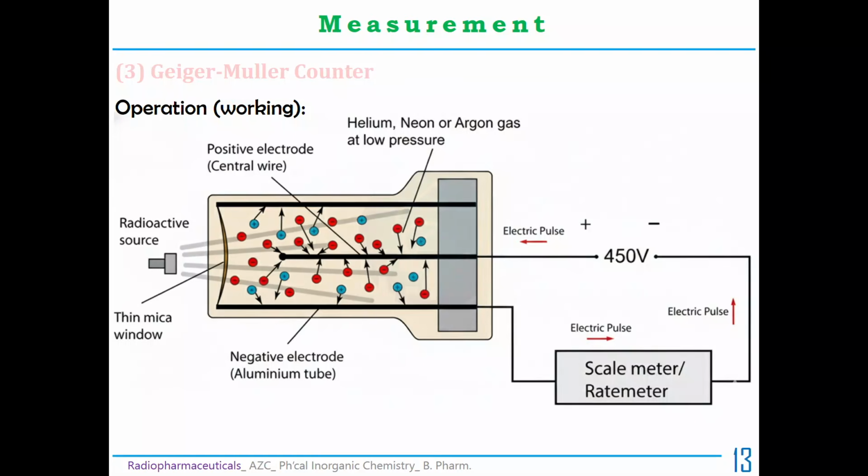Operation or working of GM counter. When an ionizing radiation enters the counter, primary ionization takes place, and a few ions are produced. These ions are multiplied by further collisions. Thus, a bulk of electrons is produced in a short interval of time. This bulk, on reaching the anode, generates a current pulse, which is counted by the instrument.